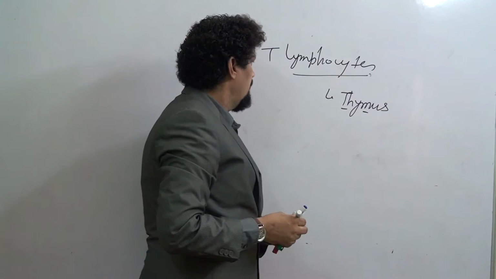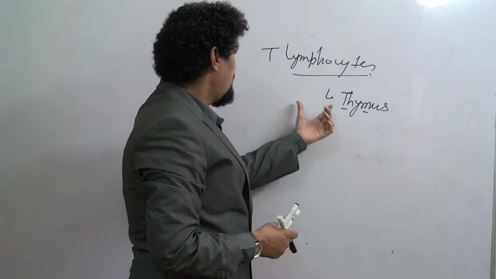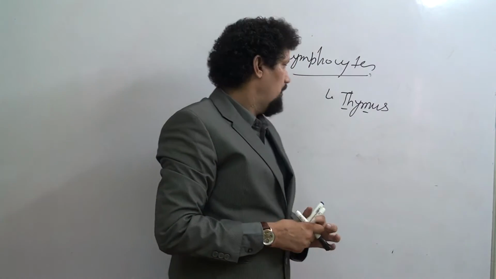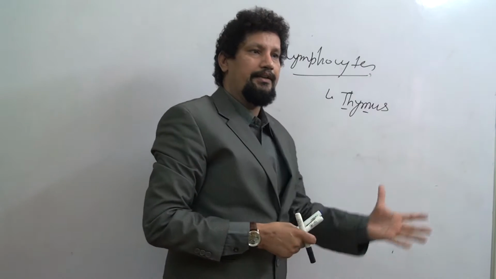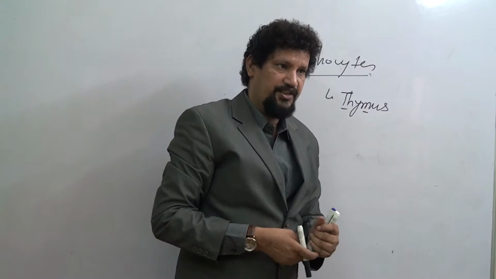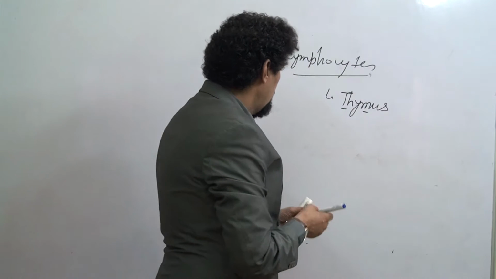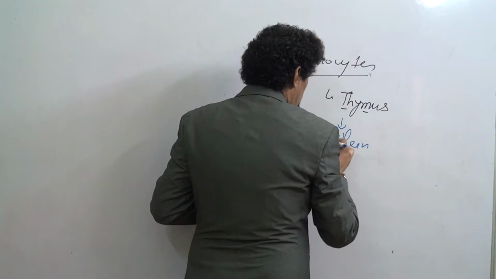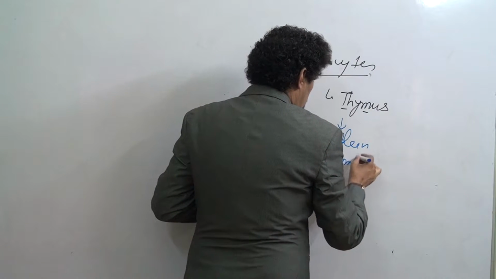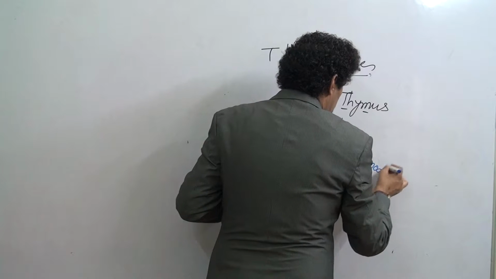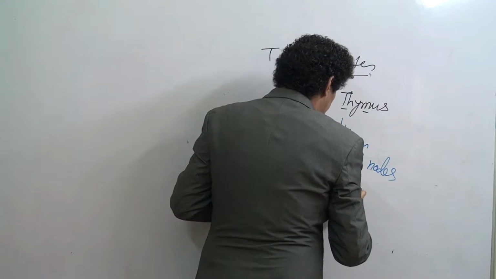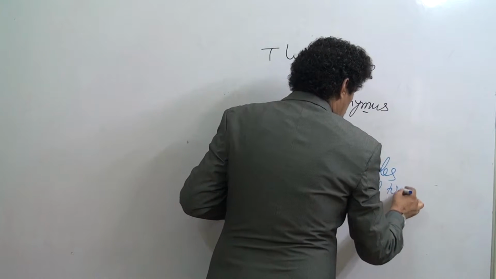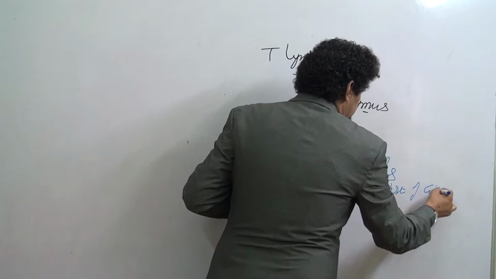After differentiation and maturation in the thymus, T lymphocytes migrate to the spleen, the lymph nodes, and the lymphoid tissues of the GIT. So these migrate to the spleen, lymph nodes, and lymphoid tissue of the GIT.